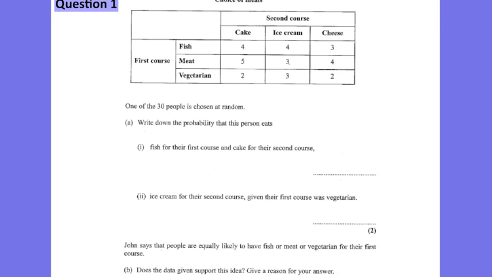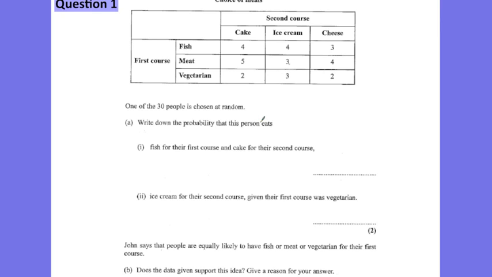Question number 1. There are 30 people eating in a restaurant. Each person chooses a first course of fish, meat, or vegetarian, and a second course of cake, ice cream, or cheese. The numbers of people eating each combination at first and second course are given in the table here.